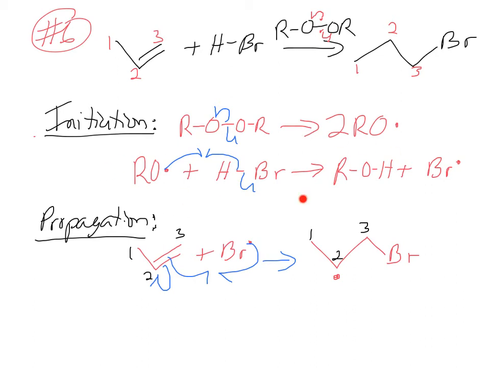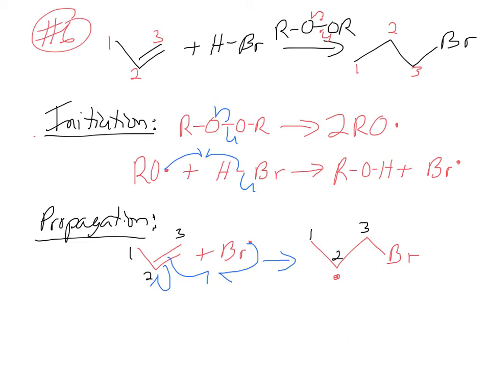Except for this step right here, because again, this is a different kind of thing. We're not done initiating until we have our Br dot, essentially. So this is a propagation step. There's a couple other ones you could do, of course. As long as you make another radical, you're good to go.